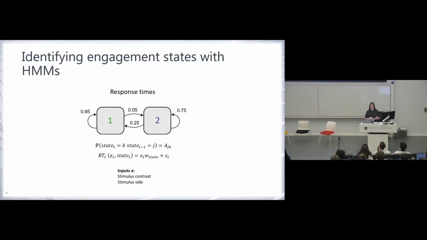So what we're assuming is that response times vary as a function of this internal, latent state of the mouse, as well as the contrast of the stimulus on a given trial, and the side of the screen on which the stimulus is presented. So if the mice indeed switch between being engaged and disengaged, what we expect to see is that they have one state in which their RTs are generally fast, and one state in which their RTs are generally slower.